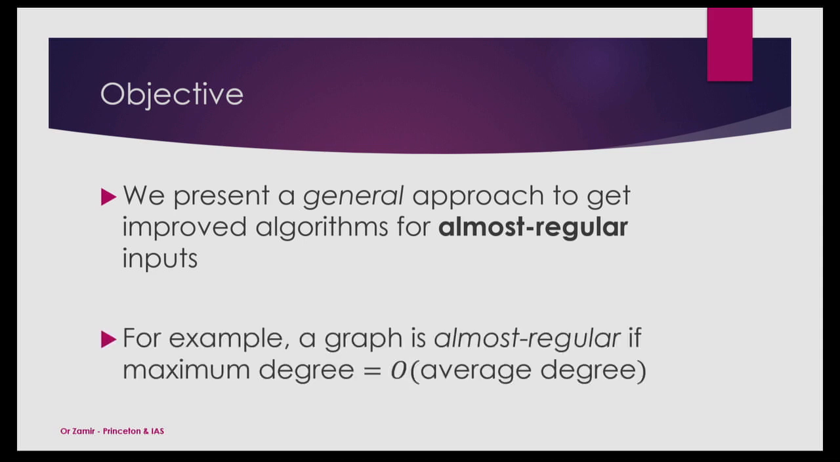In the case of graphs, being almost regular is going to mean that the average degree and the maximum degree are somewhat close to each other. So we would want the maximum degree to be at most some constant times the average degree. For a graph like this, it will be almost regular.